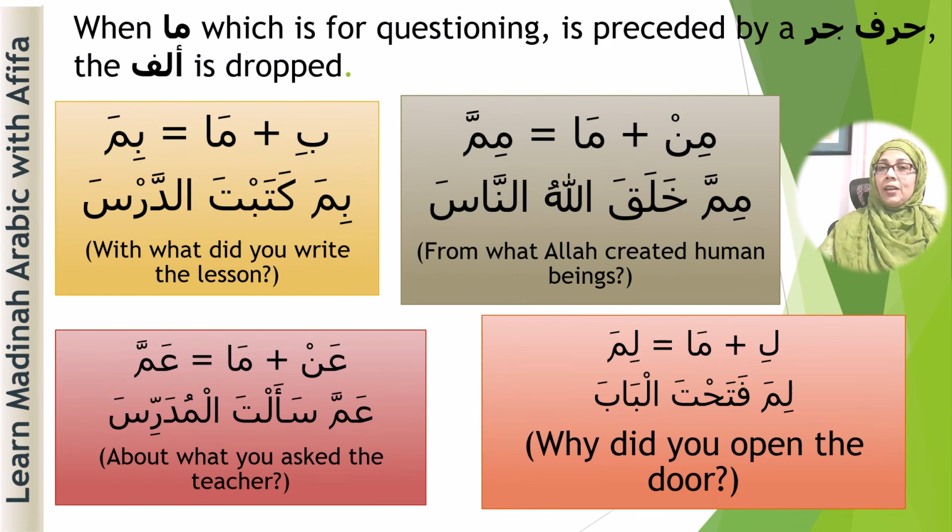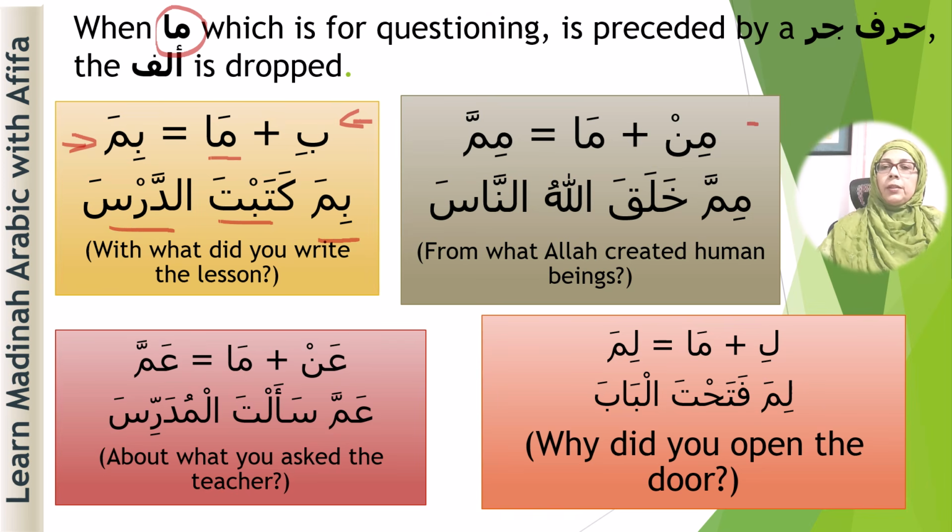Now let's summarize what we have learned in the case of a preposition coming before ma. We said that the alif is dropped, and let's go over these 4 examples. In the first case here, the preposition bi preceded ma, it became bima. As in this example, bima katabta ad-darsa. It means with what did you write the lesson, where bima means with what, katabta is the verb, it means you wrote, and ad-darsa is the lesson.